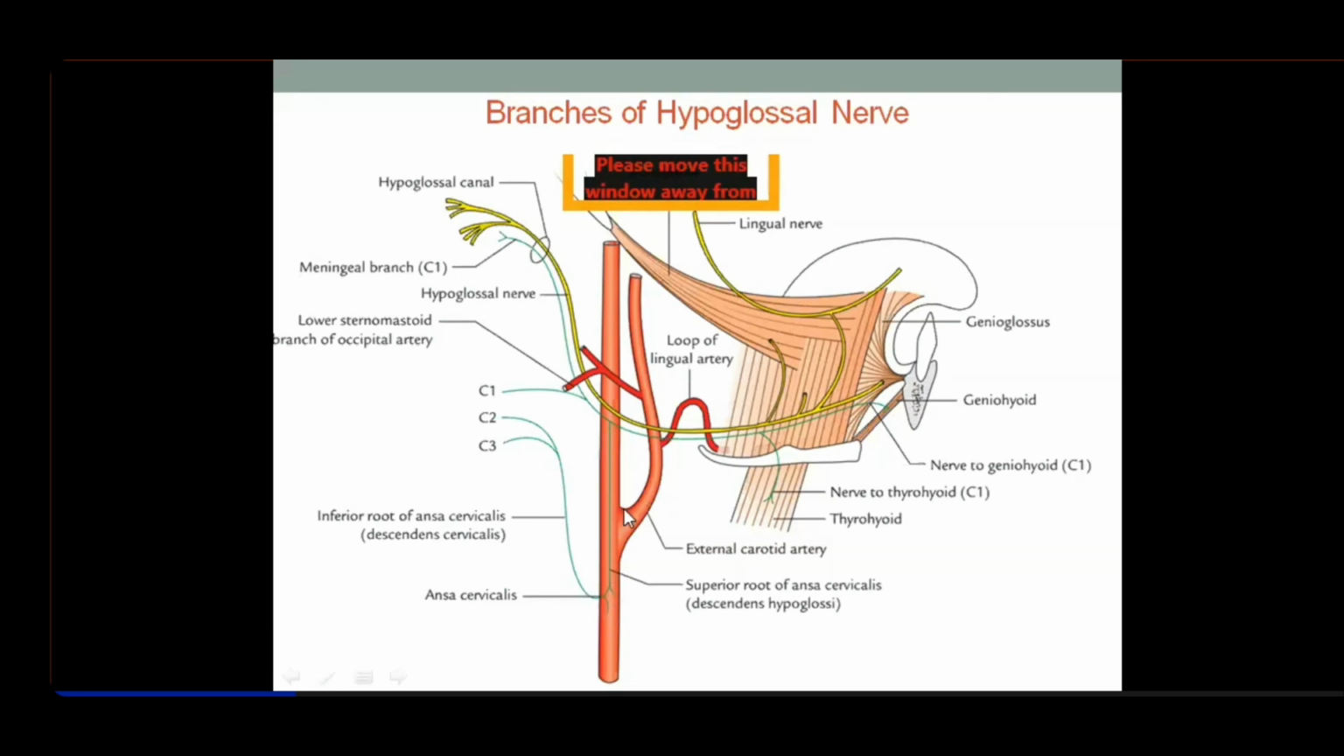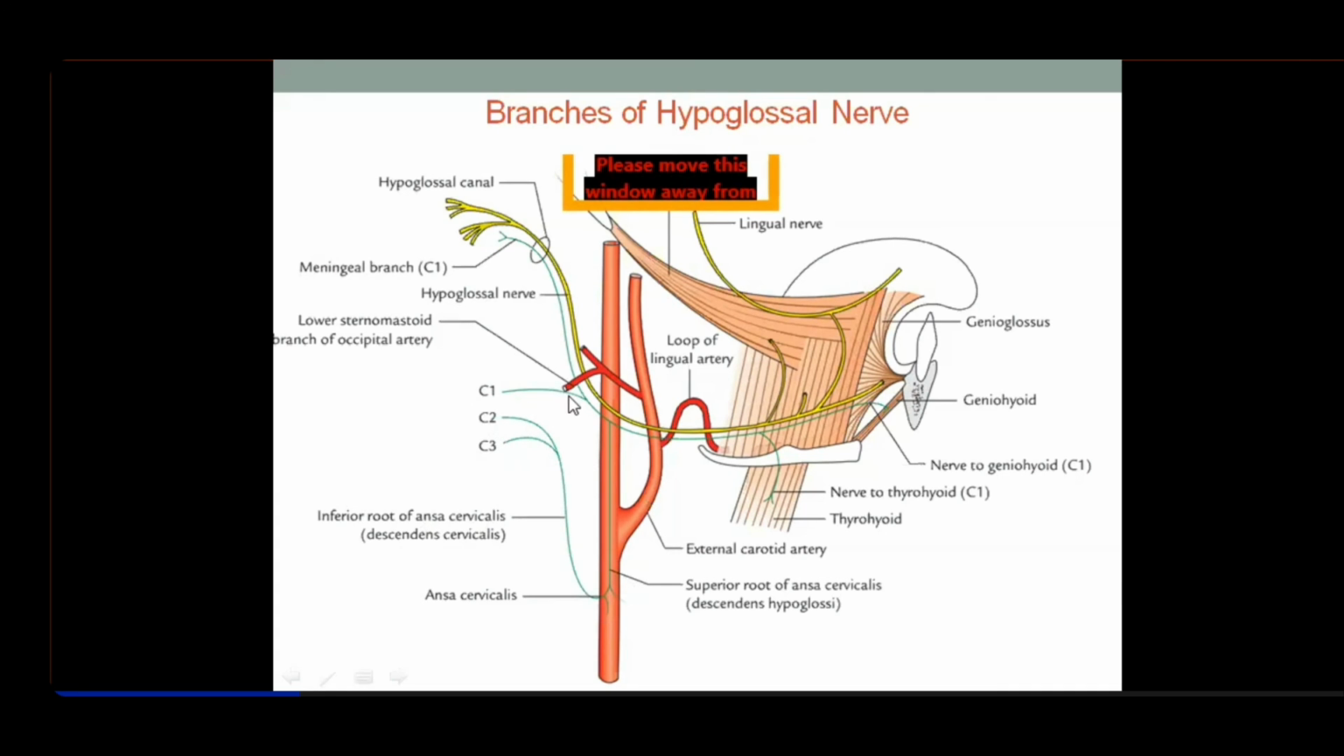Okay, so this is called the superior root of Ansa cervicalis, which is also called descendens hypoglossi. Ansa means a curve or a loop. Curve rather; bend is a different word, that's called Geno. This is Ansa, a loop, and then this is the inferior root of Ansa cervicalis, and this inferior root is formed by the merging of C2, C3 nerve fibers.